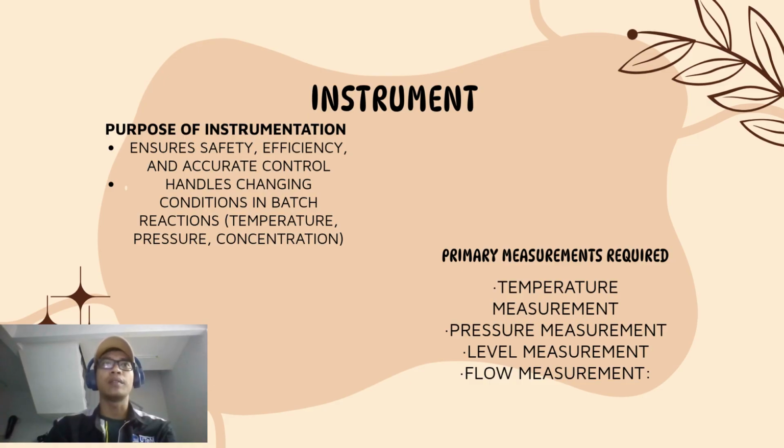I will present about the instruments included in a chemical reactor. Instrumentation plays a vital role in ensuring safe operation, efficiency, and accurate control, particularly when integrated with a pressure safety system. There are some types of primary measurement required, which include temperature, pressure, level, and flow measurement.